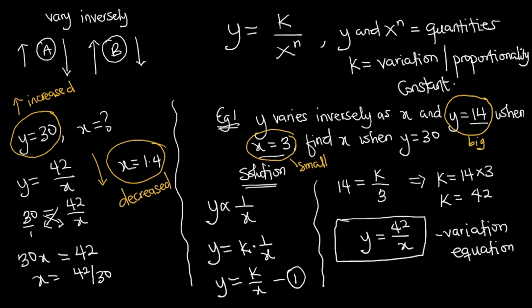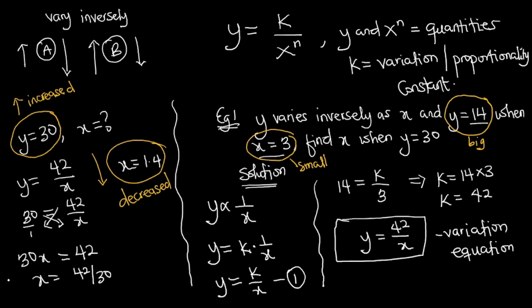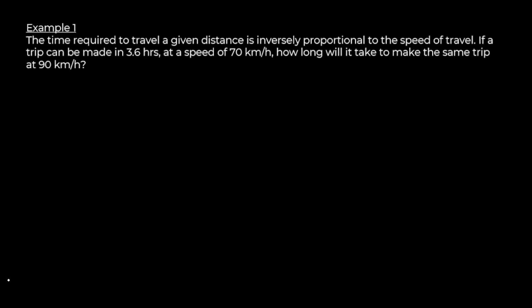Now let's have a look at an actual question to solve, to further enhance our understanding of inverse variation. So let's look at example number 1. The time required to travel a given distance is inversely proportional to the speed of travel. If a trip can be made in 3.6 hours at a speed of 70 kilometers per hour, how long will it take to make the same trip at 90 kilometers per hour?